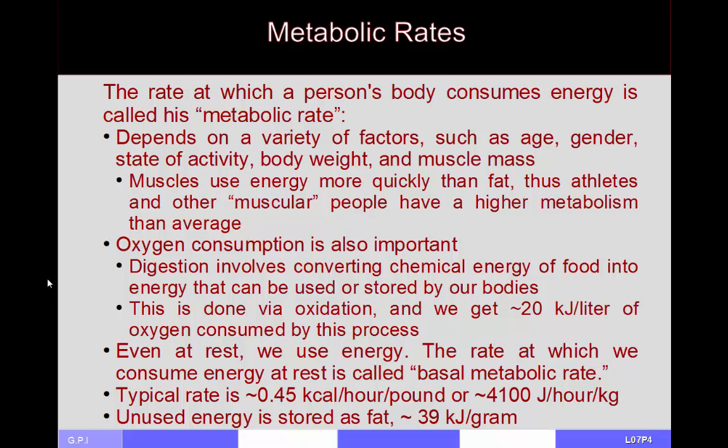So the rate at which your body consumes energy is sometimes called a metabolic rate. And there's quite a few things that go into that. One of them is age. Once again, this is why you get fat when you get old if you aren't very, very active or if you don't watch your diet. One of them is gender. I suppose that men and women have slightly different metabolic rates depending upon a variety of factors such as how old they are.